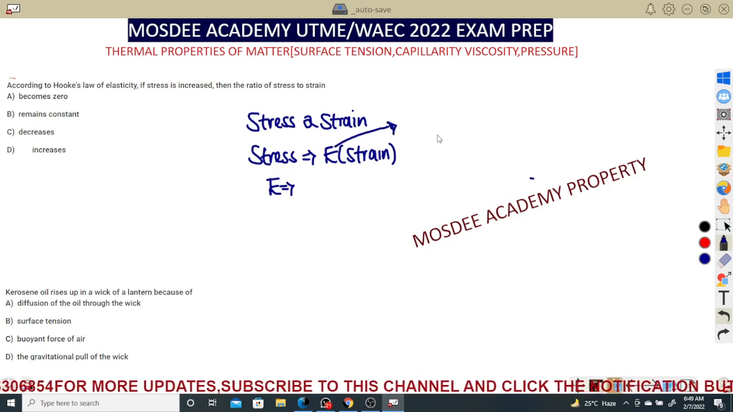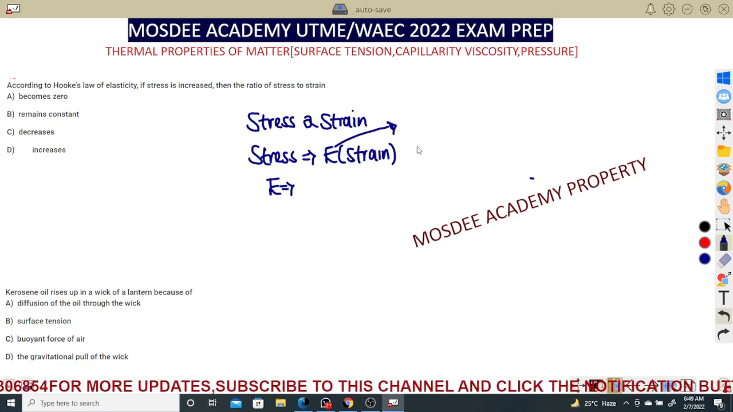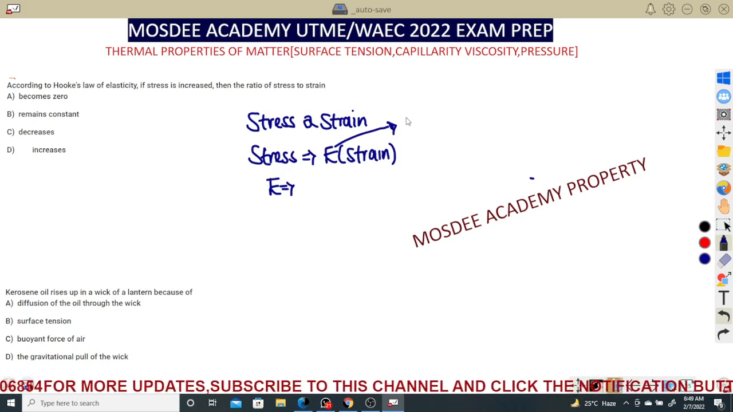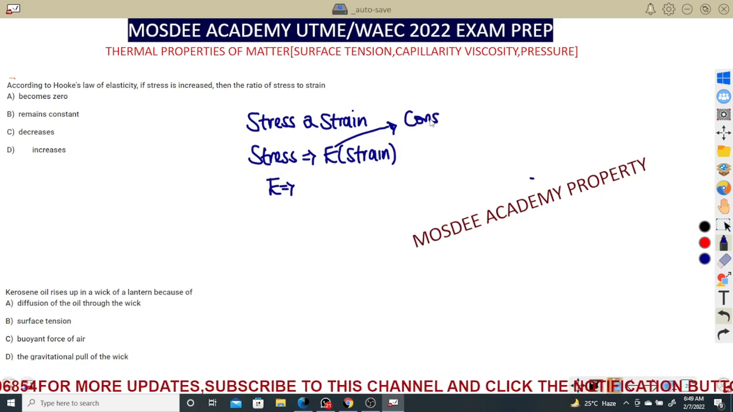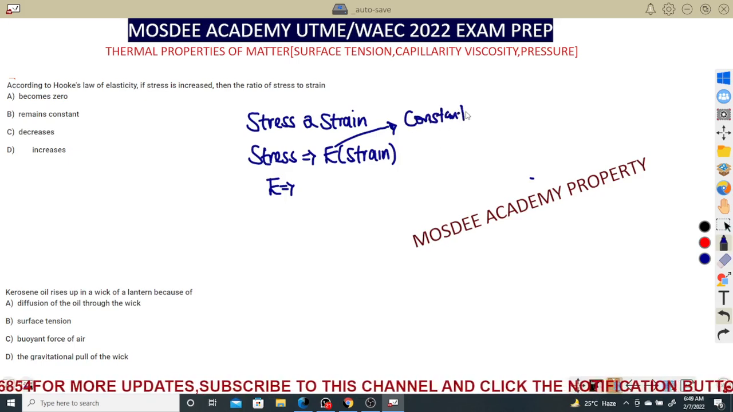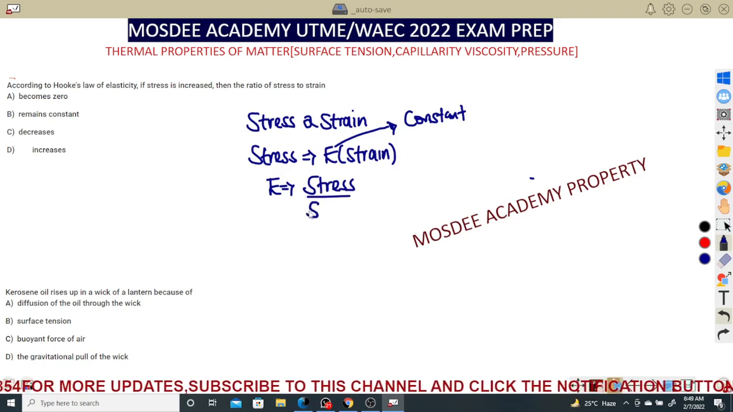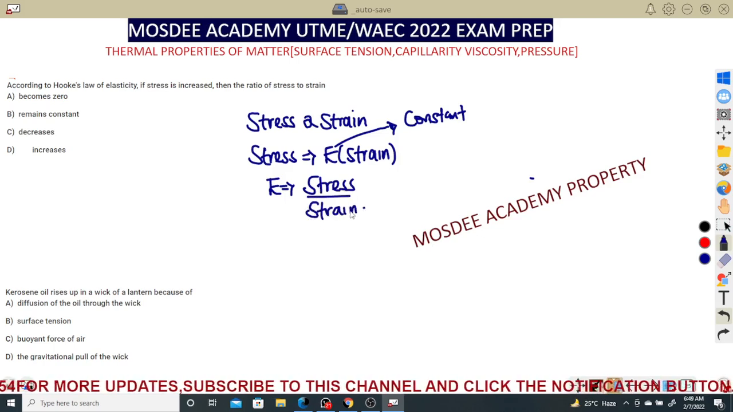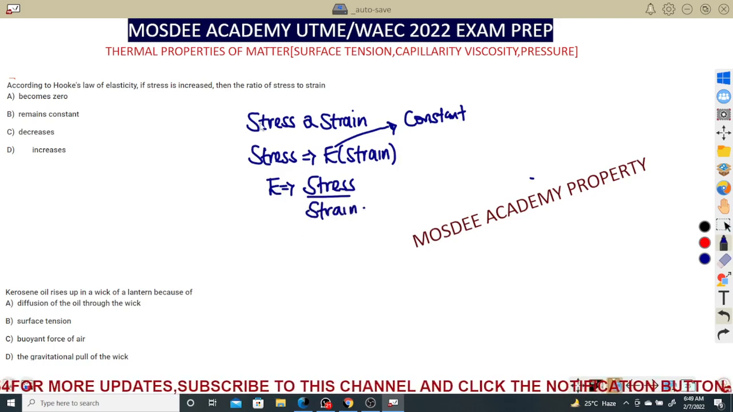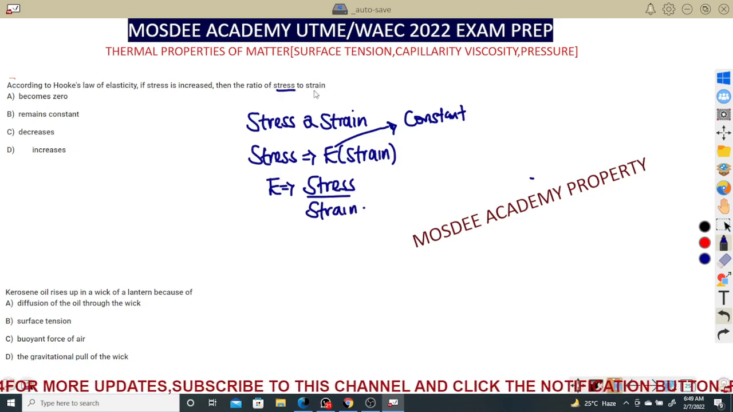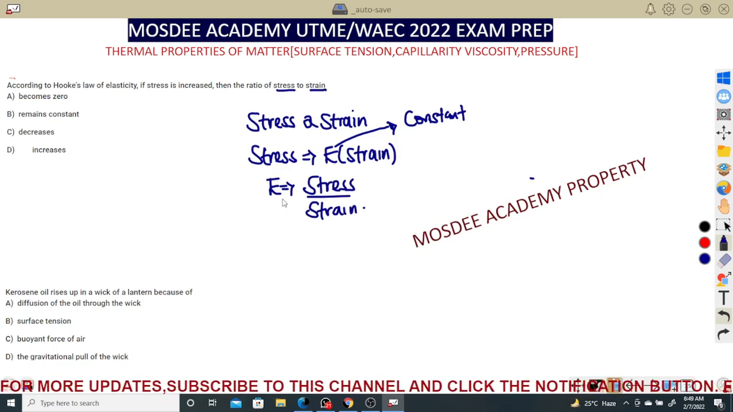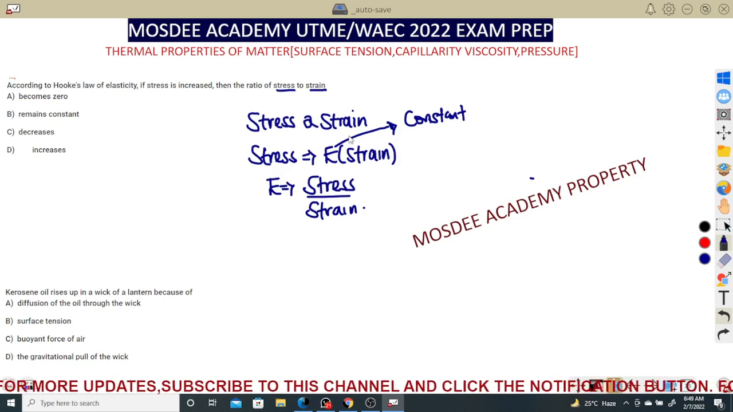In fact, I think it's also part of what UTM is asking at the same time. So this is a constant, which we call Young modulus. And I told you E is not equal to stress over strain, this is the definition we give to Young modulus. So the ratio of stress to strain is called the modulus. Are you getting it now?